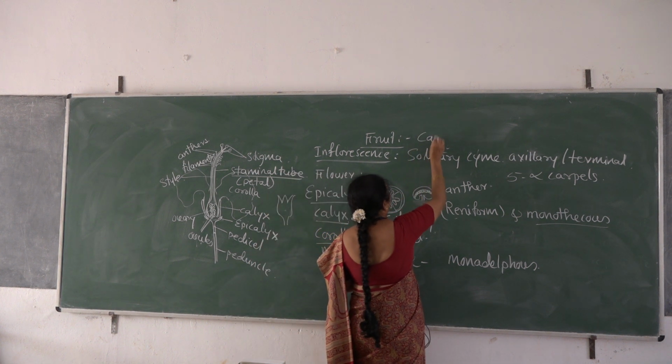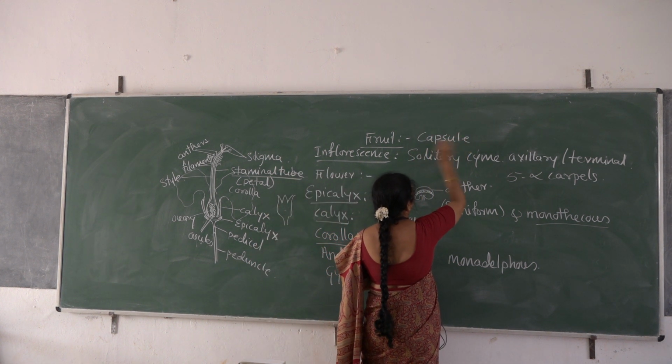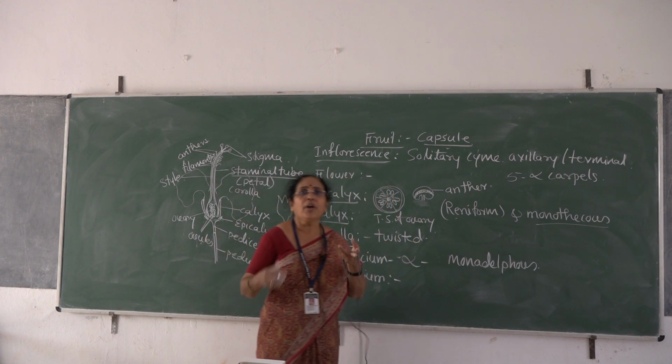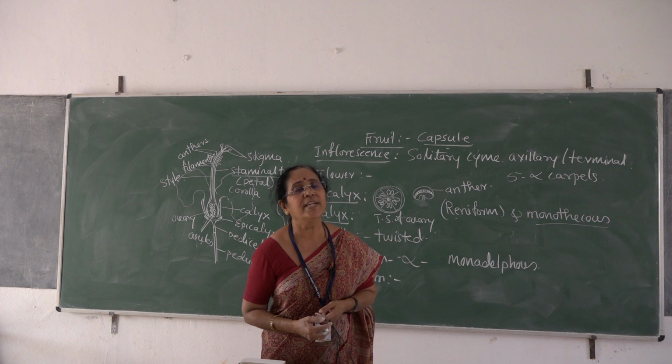It is a kind of dry dehiscent fruit called as capsule. Capsule is a dry dehiscent kind of fruit. The loculicidal capsule. It can be called as loculicidal capsule.